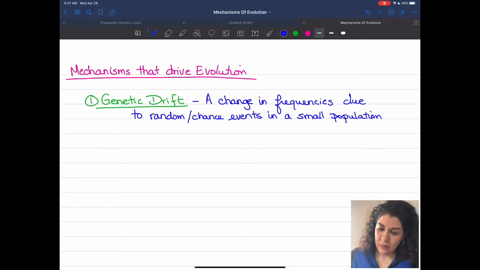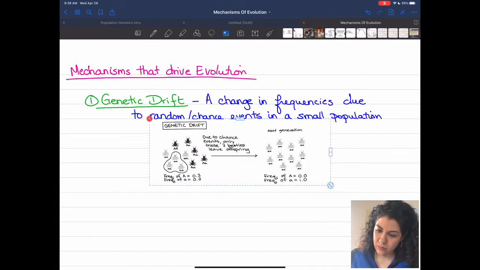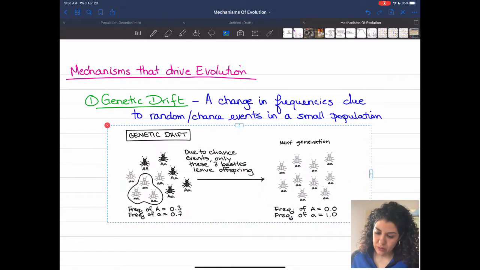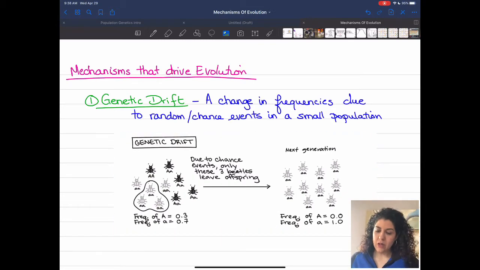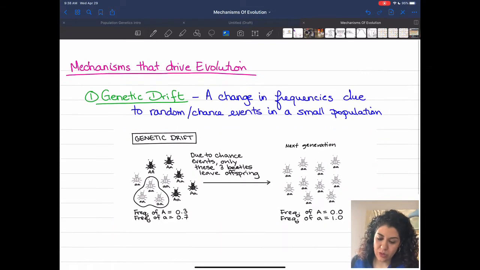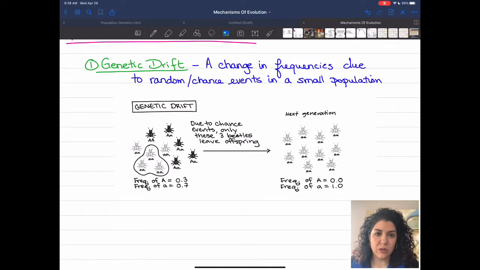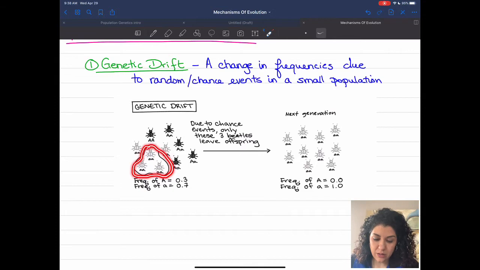Okay. And I'm going to show you here just a little picture to show genetic drift. Generally you could have something like this, where you have a population. We talked about the beetles with the dark gray and the light gray body, and we see that we have that frequency of 0.3 versus 0.7 when it comes to the dark body versus the light body. But due to chance events, only the three beetles that you see right here leave offspring. So they are the only ones that mate and create offspring.